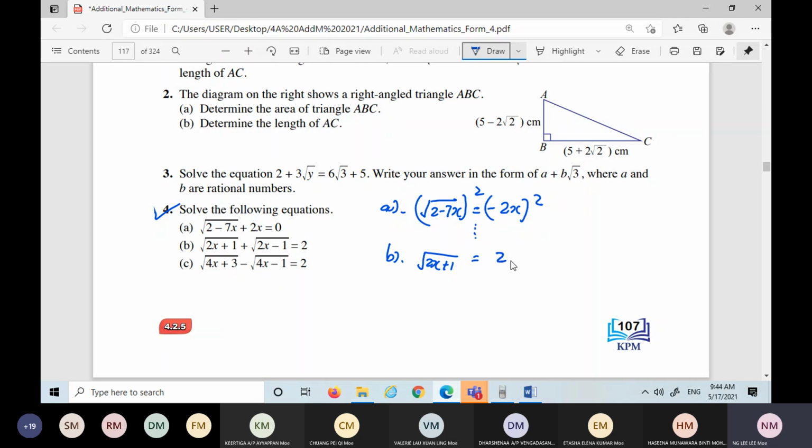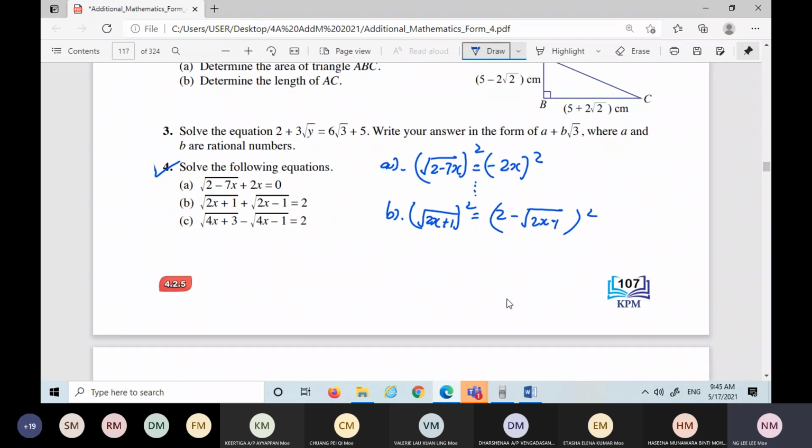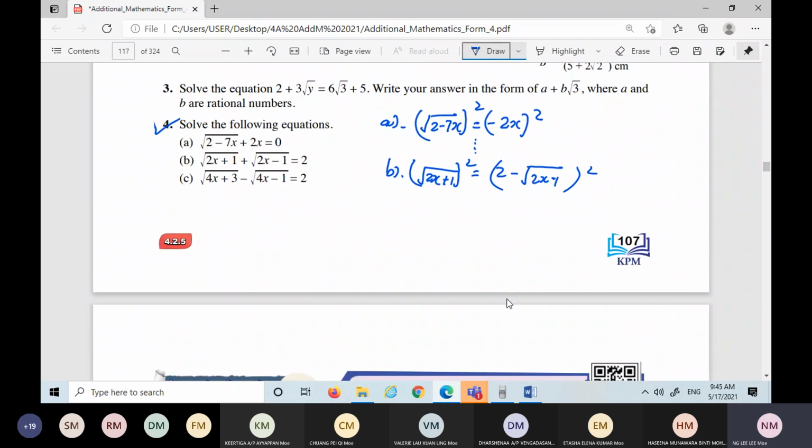Then I want to move one of the square roots to the other side, so plus becomes minus. And then you square both sides. For this one, when you square both sides, the square root will disappear. Then for this one, when you square both sides, the square root will still remain one more time. Maybe I show you a little bit here. So this one you square both sides, you get 2x plus 1, because square root and the square cancel.